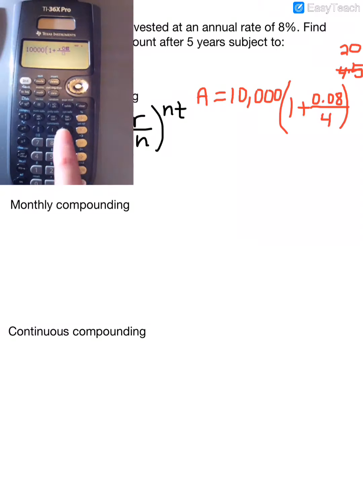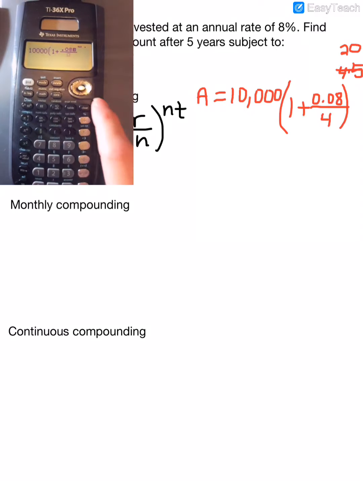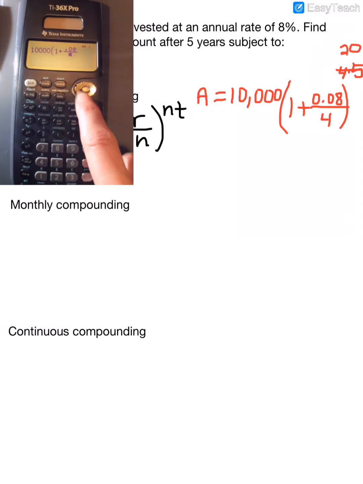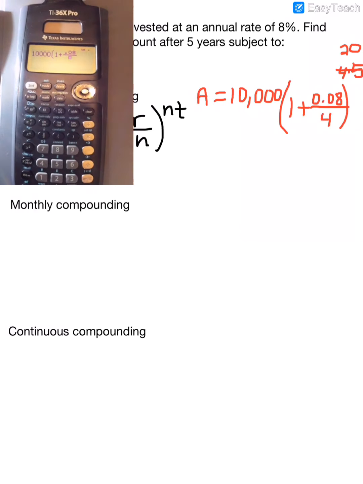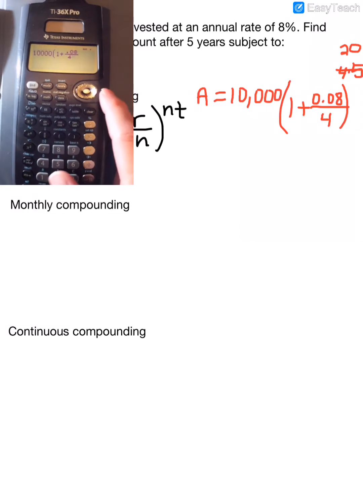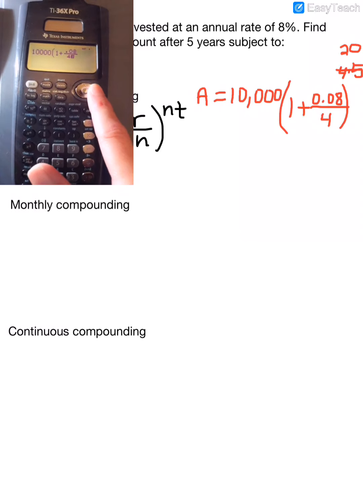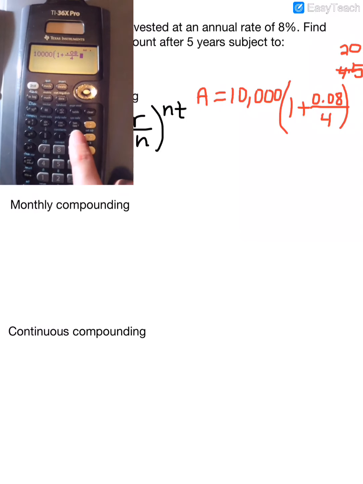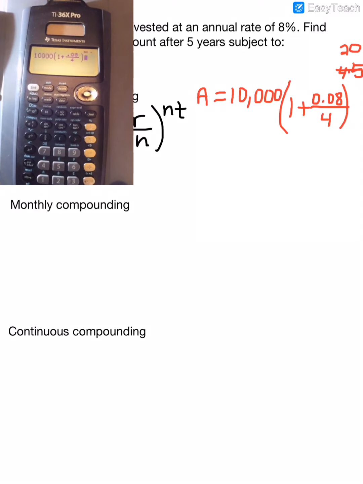So I'm going to put in 0.08. And then we use this right here to scroll down to get down to the bottom of our fraction. And I'm going to put in 4. And then we use this scroller again to get out of the fraction. And then we close our parenthesis.